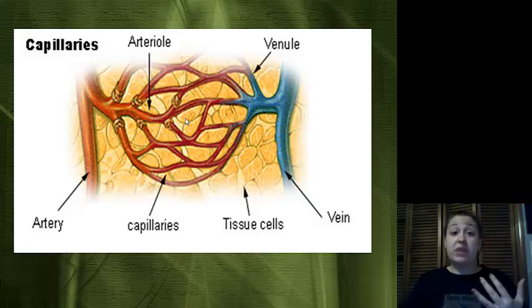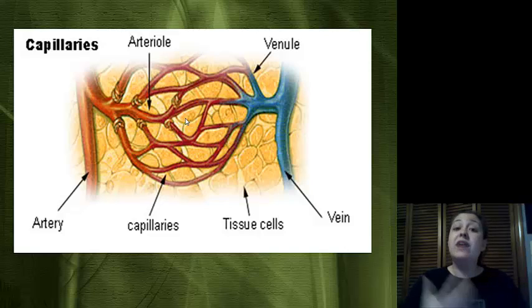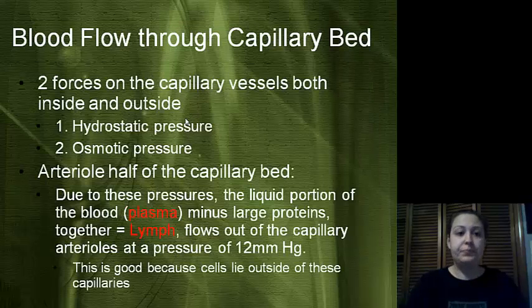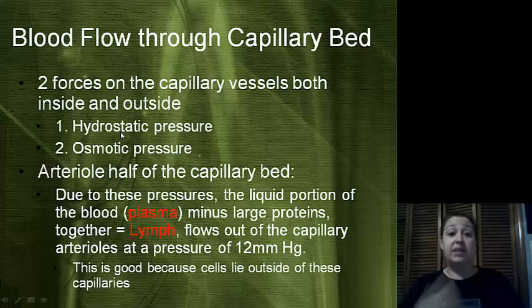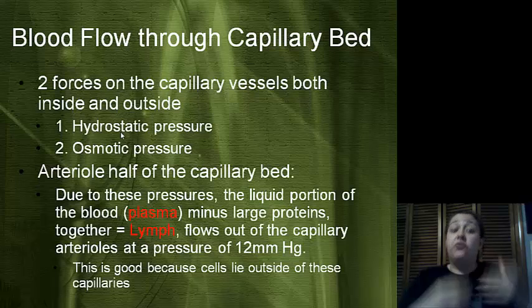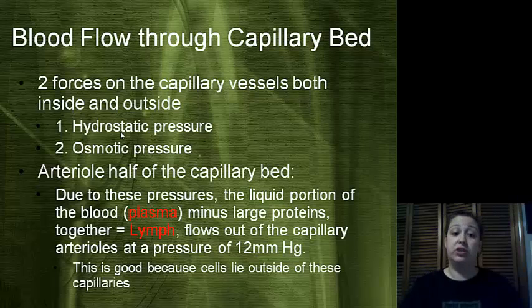Now, this allows nutrients to get to those surrounding cells, and oxygen, and any of the vital things carried by the blood. Now, how does this actually work? We've got two forces, hydrostatic pressure and osmotic pressure. Remember, osmotic is talking about water pressure, water wanting to move from a high concentration to a low concentration. On the arterial half, which is the first half, these two pressures force out the liquid portion of the blood, known as plasma, minus the large proteins.